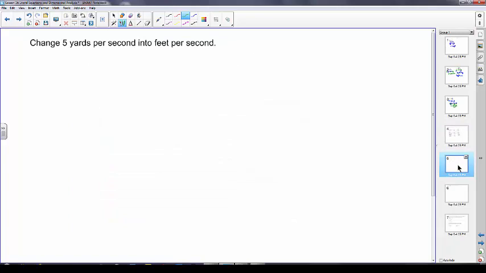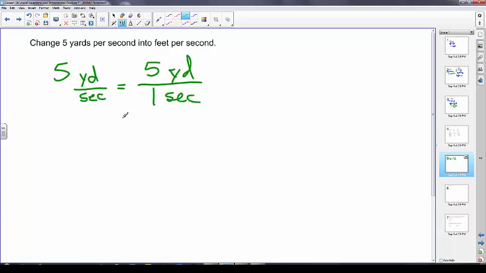Now, we've talked about unit analysis and unit measures, so on and so forth. The way I'm going to write this is 5 yards per second. And I'm going to write this another way here. This is 5 yards per 1 second. The one's kind of implied. And what I want to do is I want to change that to feet per second.